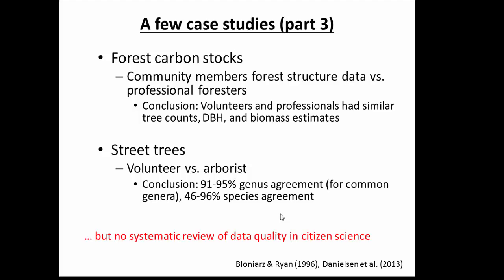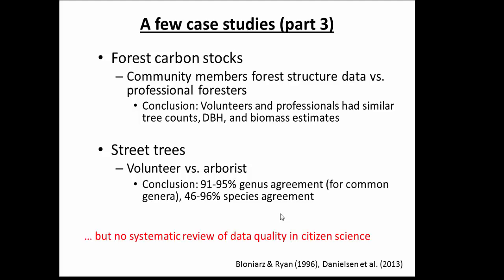And then up until recently, the only study of volunteer accuracy in urban forestry was from 1996, this study by Bologniars and Ryan, and it compared volunteers to arborists, deeming the arborist data to be the true value. And the volunteers had 91 to 95% consistency with genus and less with species.